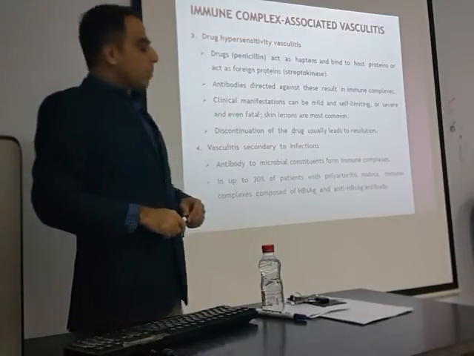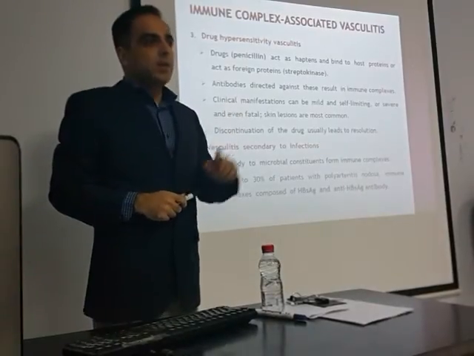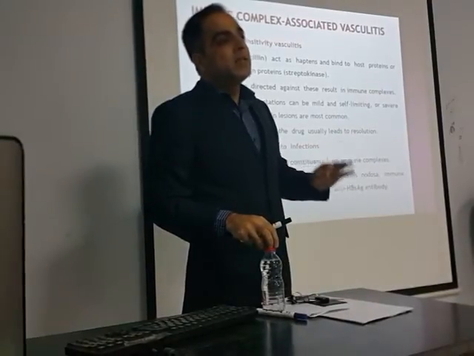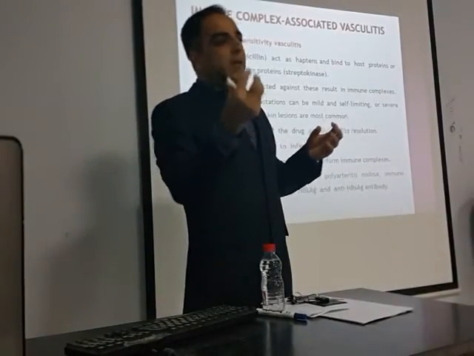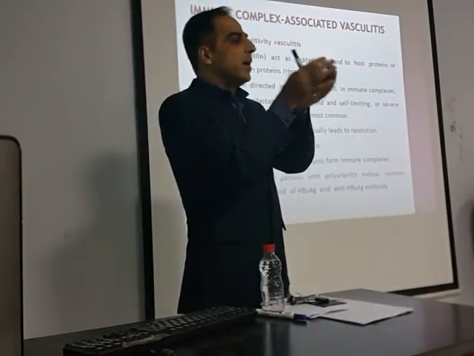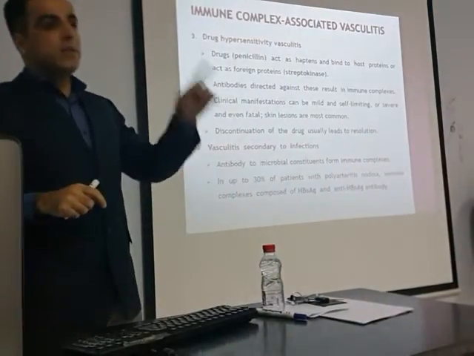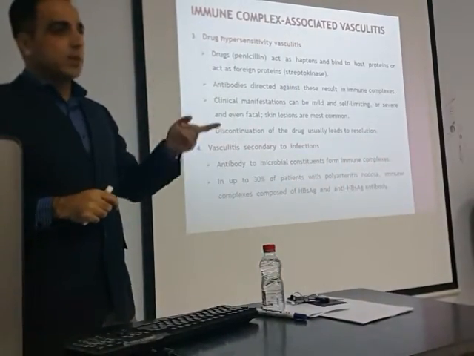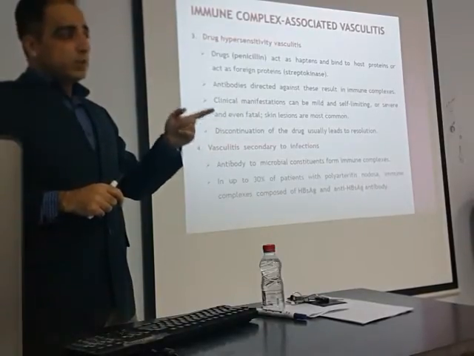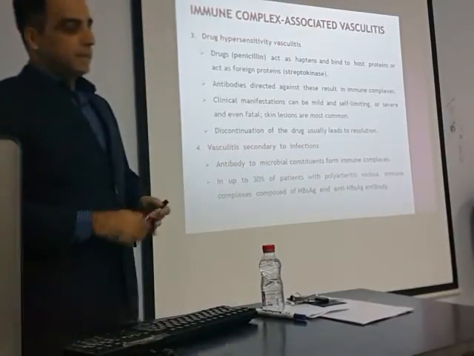Where do you find it? You find it in polyarteritis nodosa, PAN. In PAN, 30% of the patients have hepatitis B infection. So what do you find? Hepatitis B antigen, hepatitis B antibody, and immune complexes are there. And these complexes attack the blood vessels. So in PAN you will find hepatitis B infection. This is the example. So if you are asked about immune complex mediated vasculitis caused by infection, PAN is the example. Clear?